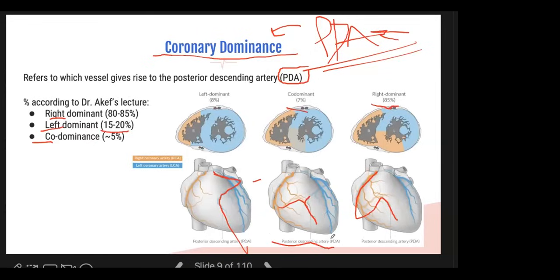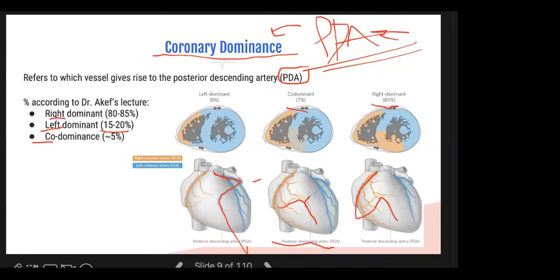Okay. Now, can anyone tell me why this is so significant? Why do we care if he's right, left, co-dominant? What's the significance? Why should I care about that? If one of my arteries gets blocked, I'll know which one to target, I guess. Okay, very good point. Does anyone want to add to that as well? MA says when performing surgery. That is a very good point. Mashallah, tabarakallah. You definitely need to know the dominance when doing a cardiac surgery or a CABG.